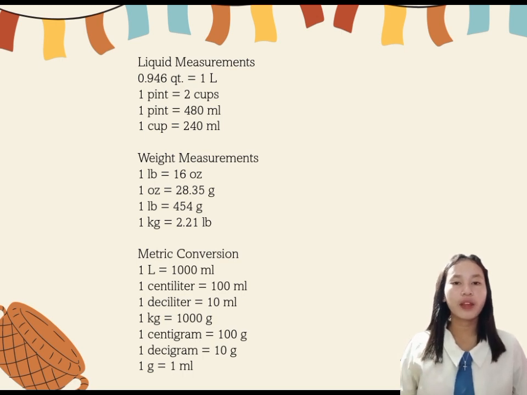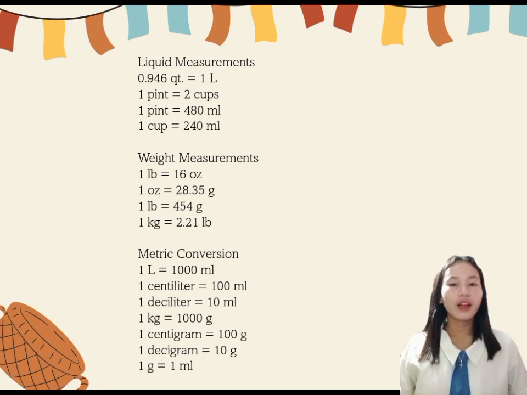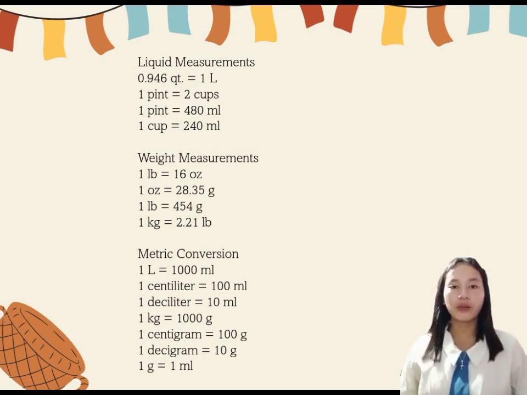Next one is the weight measurements. The first one is 1 lb equals 16 ounces. 1 ounce equals 28.35 grams. 1 lb or pound equals 454 grams. And 1 kilogram equals 2.21 pounds.